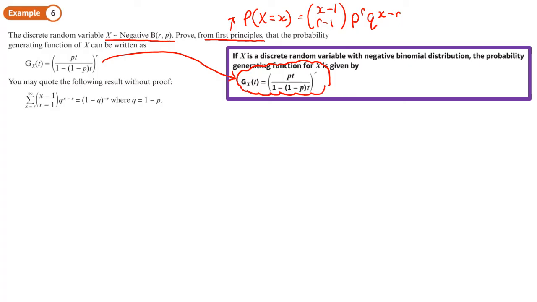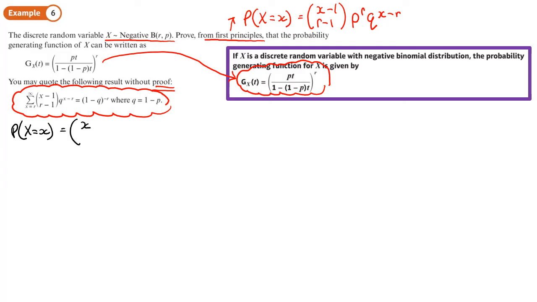And then it says we can quote this result without having to prove it. That's because it's unlike the other distributions where we can sort of write each term out and add them together. We can't really do that with this, because to get each probability, as we've just written out above, we need to do this. Yeah, and that's going to be tricky to do.